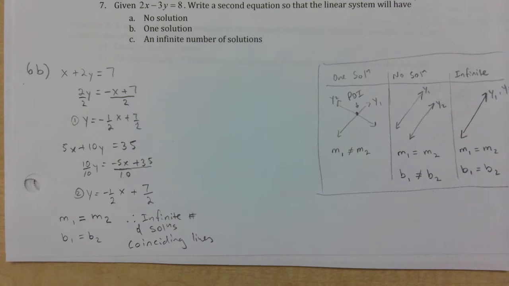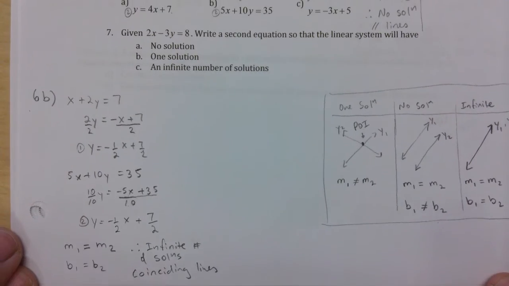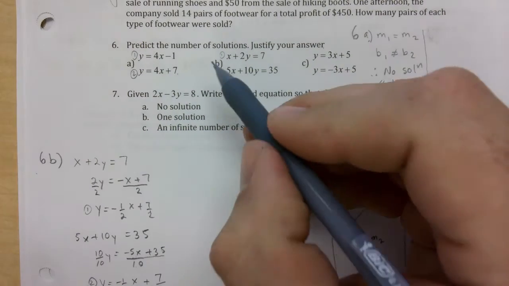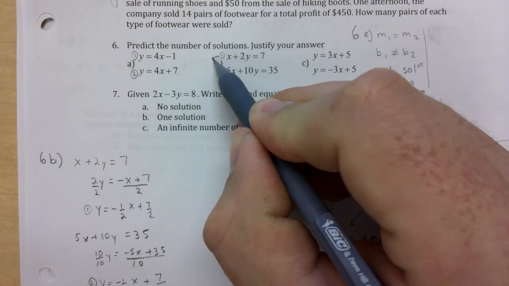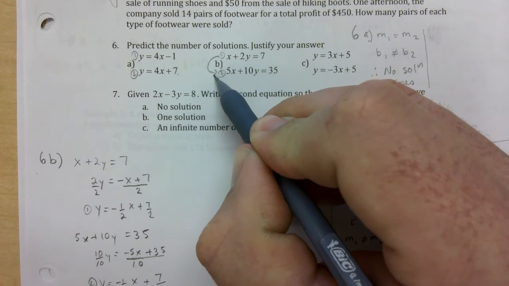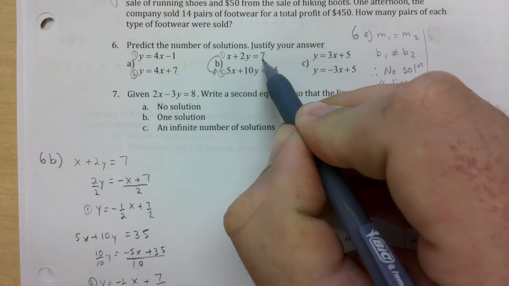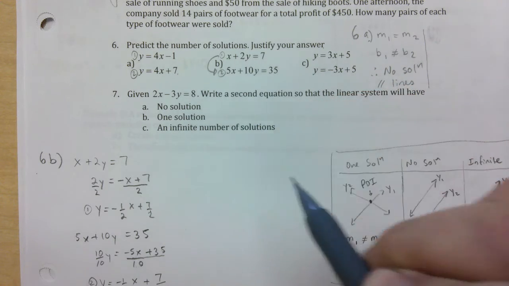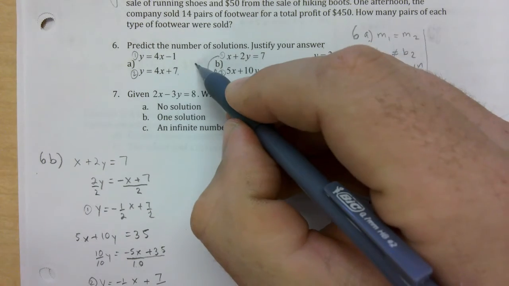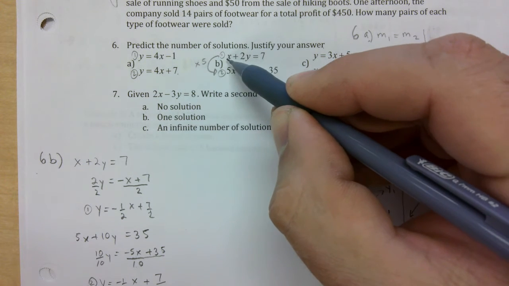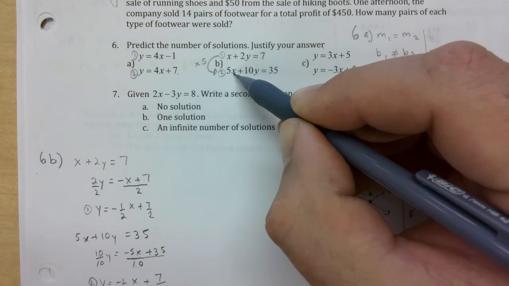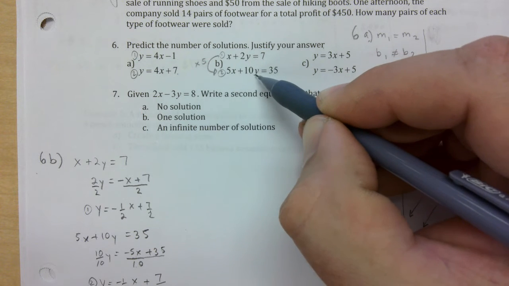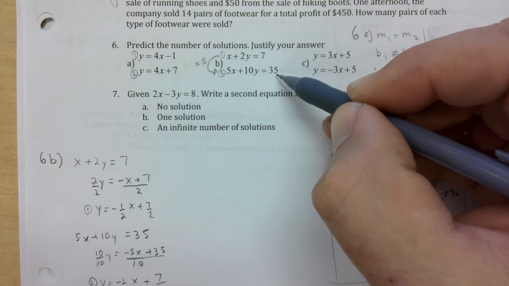I will also say this though, let's backtrack because this is the fail-safe method. You can't go wrong unless you make a mistake, of course. Let's go back to the top. Notice that to get from 1 to 2, you could have multiplied every single term in the first equation by 5. If you multiply that by 5, you get exactly the second one. So x times 5 is 5x, 2y times 5 is 10y, 7 times 5 is 35.